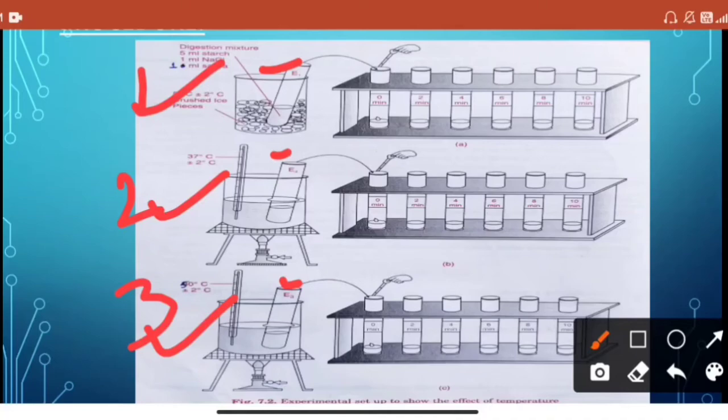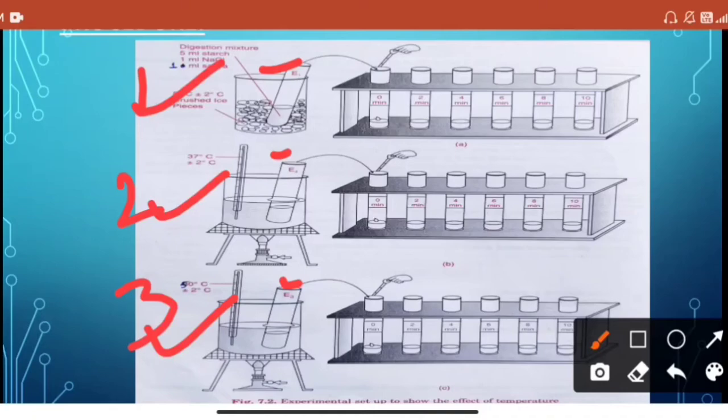So 3 different sets, set 1, set 2, and set 3. We are maintaining 3 different temperatures. The first set is close to 5 degrees Celsius, which is a very low temperature for the enzyme. The second set, 37 degrees Celsius, is ideal for enzyme action, and the third set is a quite higher temperature, close to 50 degrees Celsius. There we have taken 3 different test tubes, and these contain 5 ml starch, 1 ml NaCl, and 1 ml saliva.